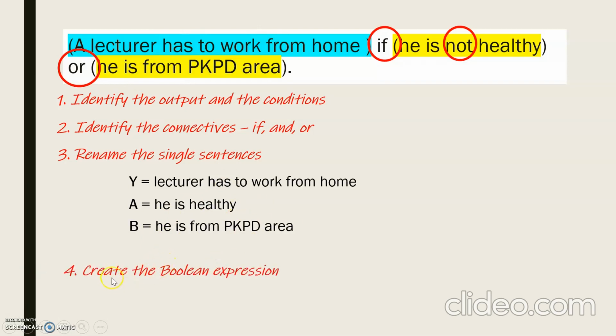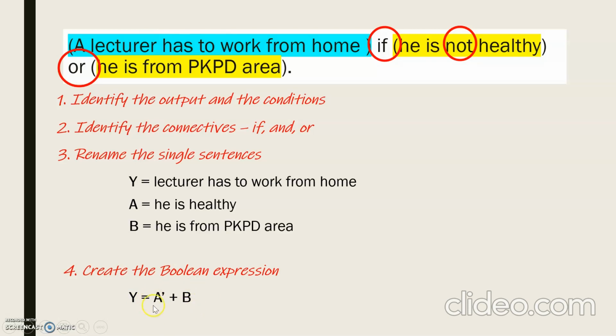And lastly, we can create the Boolean expression now. Alright, so lecturer has to work from home if he is not healthy. If A, we set A as he is healthy. How do we represent he is not healthy? We have to represent it using A not or A prime, right? And the connective used here is or, so we are going to connect these two sentences using a plus. So this is our final expression. We're going to have Y equals A prime plus B.